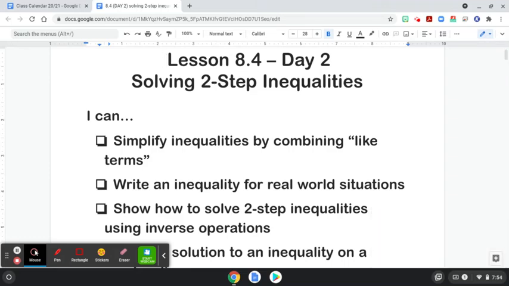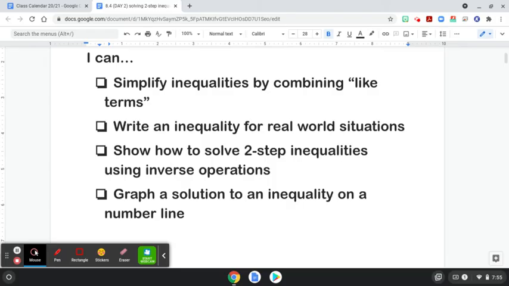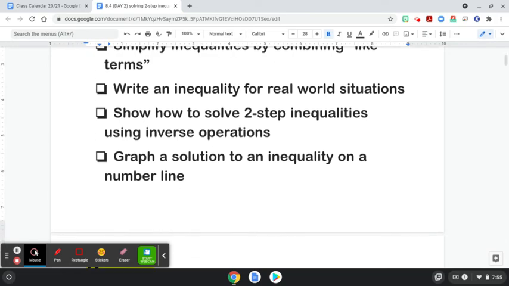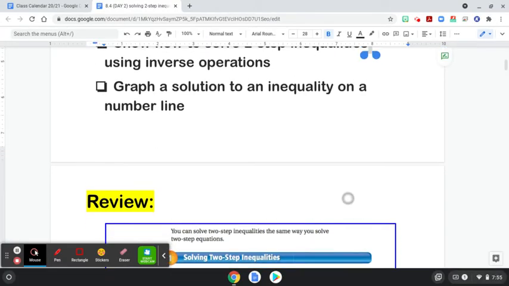Welcome back, mathletes. So we have our second day of lesson 8.4 where we're solving two-step inequalities. We'll focus mostly on simplifying our inequalities first before we solve them with an inverse. And remember, we do that by combining those like terms, those puzzle pieces in our math expressions, variable groups and constants. We'll also focus on real-world situations and writing those inequalities for those real-life experiences, solving them with inverses, and then graphing those solutions to show all the possible answers that make the inequality true.